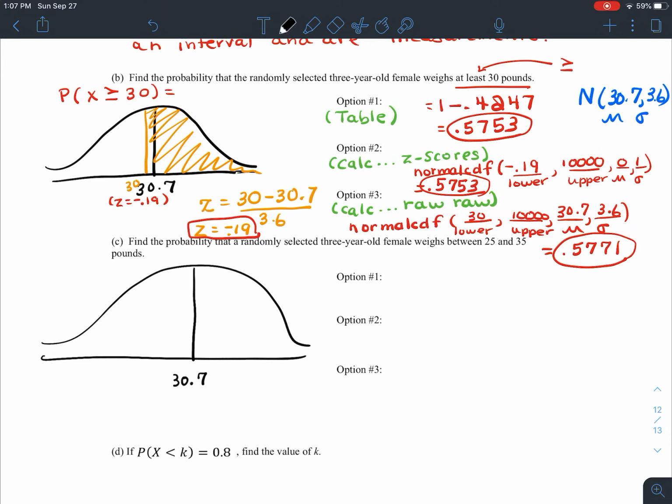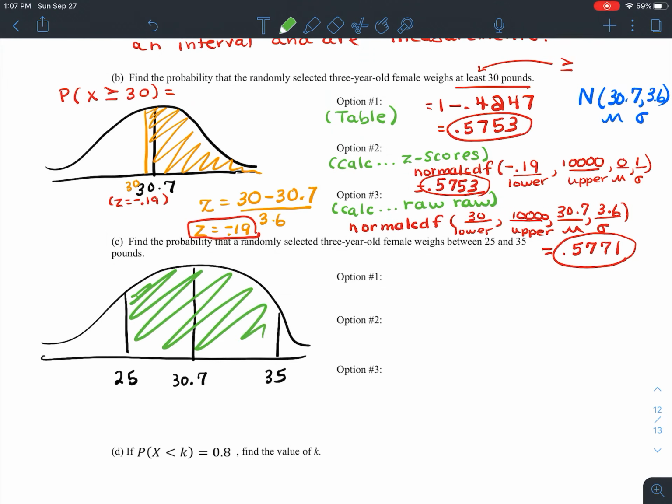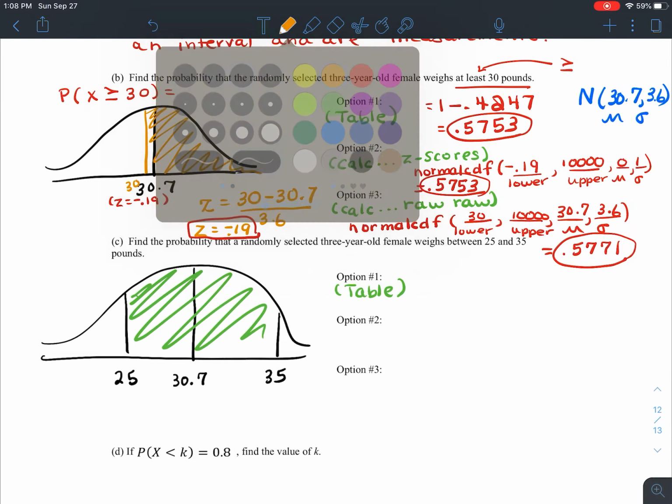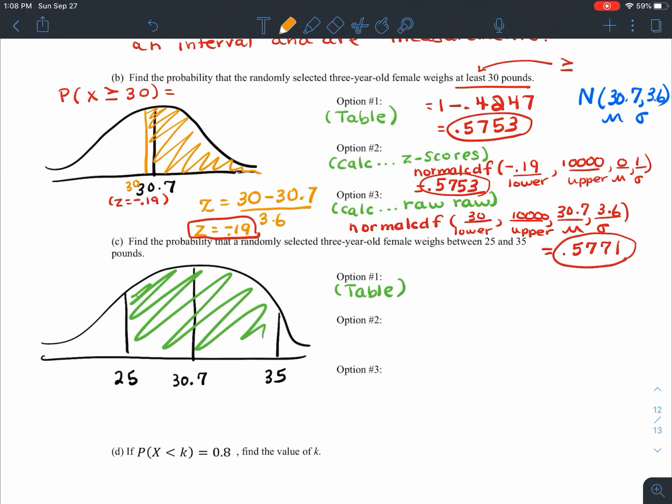All right, let's try another one here. Now we're looking for what is the probability that a randomly selected 3-year-old would weigh between 25 and 35 pounds. So again, I'm just going to draw a quick bell-shaped normal curve here. I'm going to go ahead and put the mean down the center. We're looking at 25, I'm just going to put that right there, and then we're saying 35, we'll put this over here. And we're looking for the area in between those.